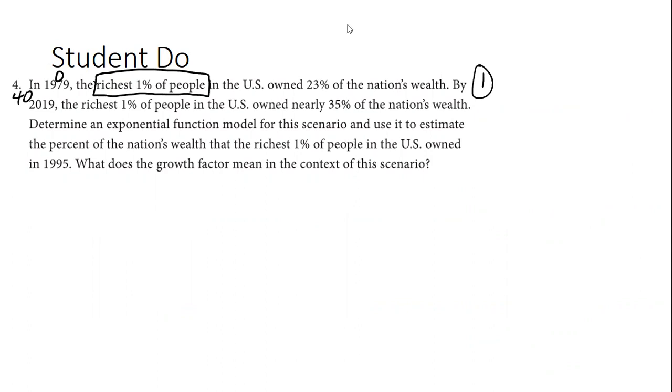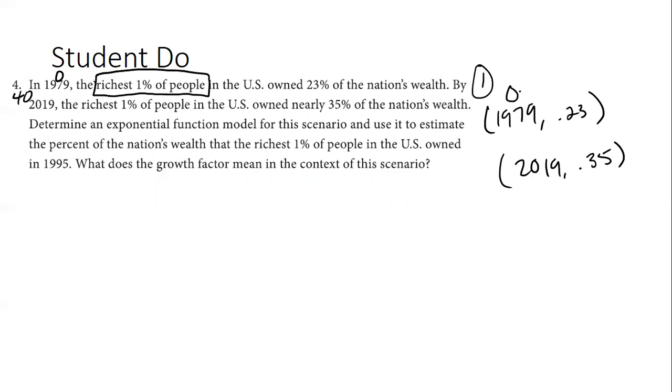All right, so at this point, you should have come up with 1979 and 23%, which we're going to write as 0.23, 23 hundredths. And then we have 2019, and we're going to write it as 35 hundredths. We talked about before, we don't use years because they usually get too large with exponentials.